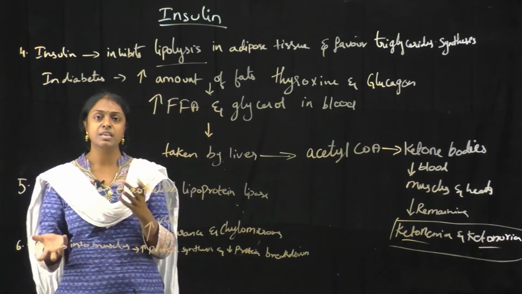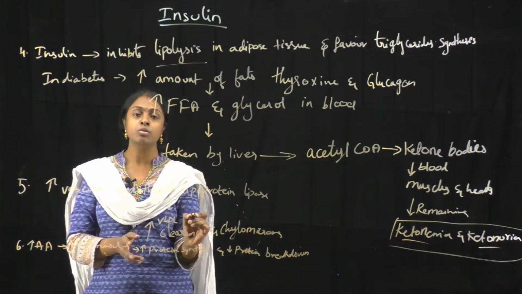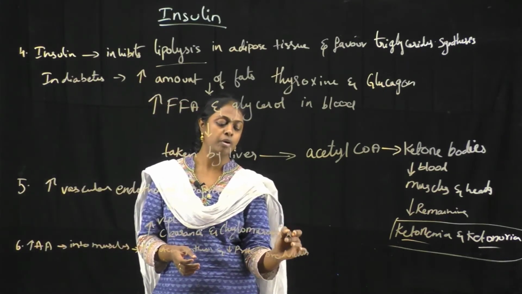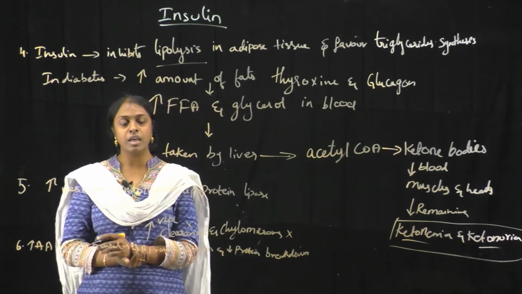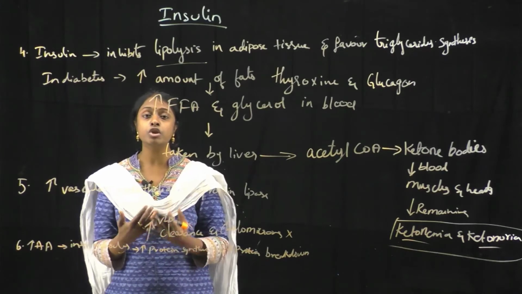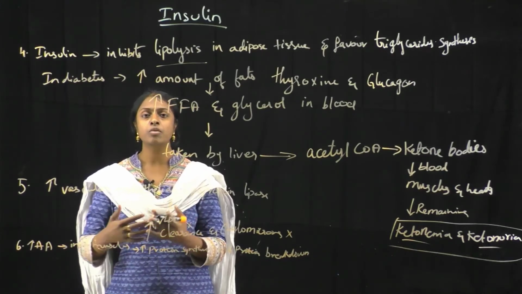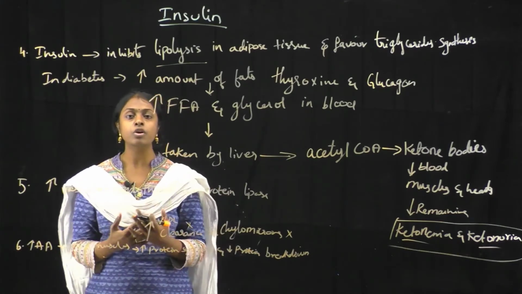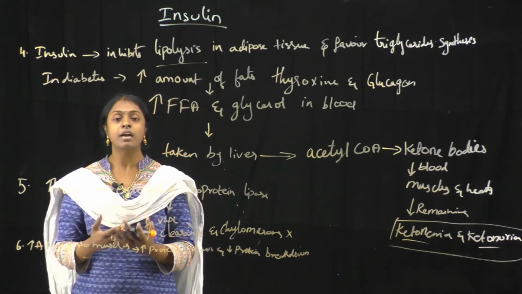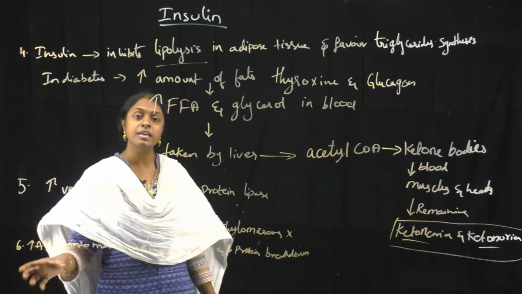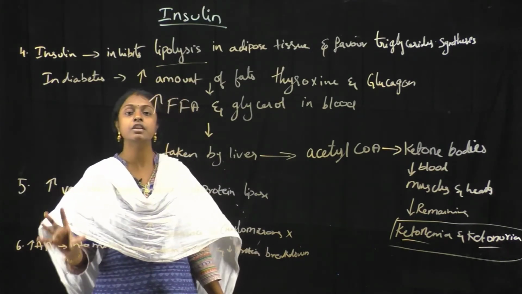So when there is a deficiency of this, there will be no VLDL clearance and also there will be no chylomicrons. When there is no VLDL clearance, there will be more production of fats, more production of unwanted cholesterol in our body. So when there is unwanted cholesterol in our body, that will cause harm to us. And the next one is that insulin will increase amino acid entry into the muscle.